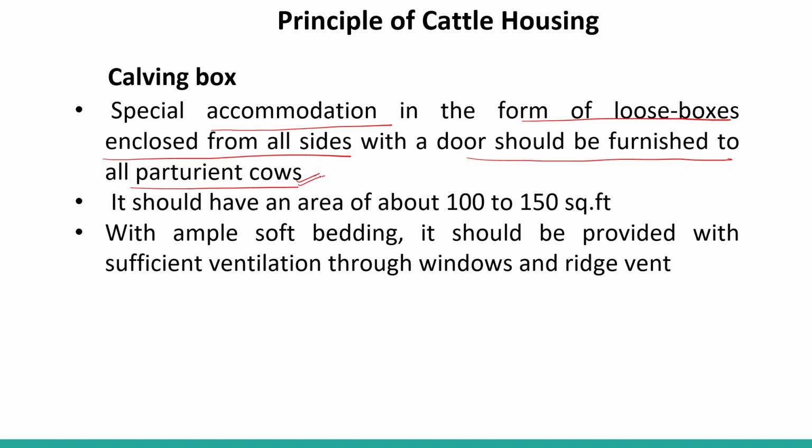So when it is time for the cows to give birth to the calves, at that particular time we take these cows to a different box, and there they can give birth to the calf. It should have an area of about 100 to 150 square feet with soft bedding. It should be provided with sufficient ventilation through windows and ridge vents, so that there is proper light and air.